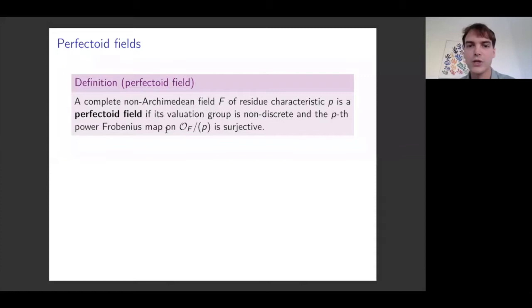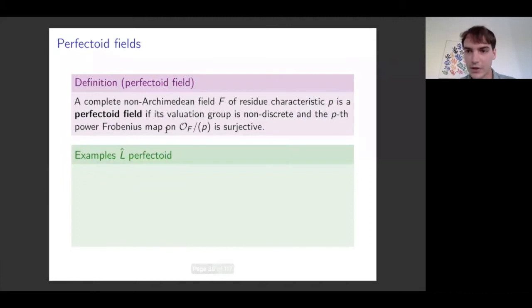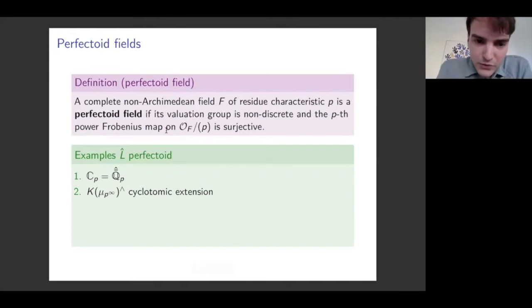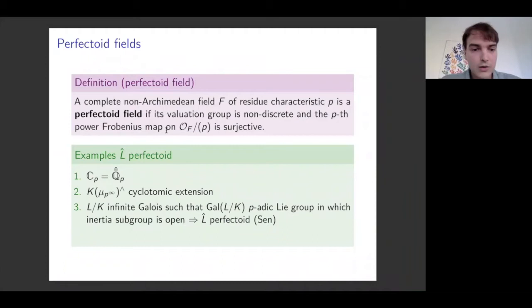The definition doesn't say much, but let me give you some examples of extensions whose completion is a perfectoid field. The first obvious one is C_p. C_p satisfies all of these hypotheses here, but it's not really interesting if we take L to be C_p in our goal here. Some other extension would be, for example, the cyclotomic extension. The little hat at the end is the completion. So the completion of the cyclotomic extension is a perfectoid field. And you get a lot of other examples, for example, by a nice result of Sen: if L is an infinite Galois extension whose Galois group is a p-adic Lie group and in which the inertia is open, then the completion is a perfectoid field.